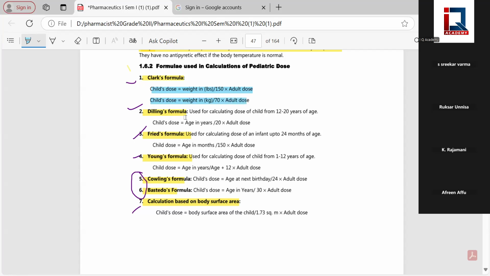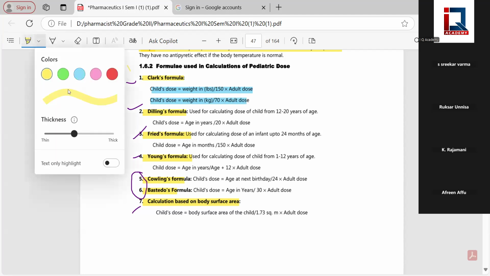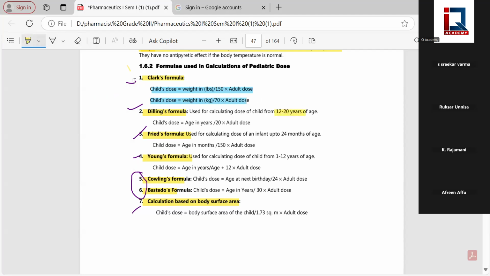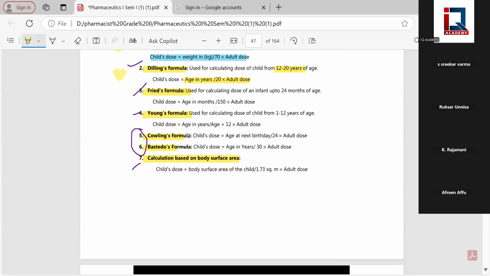Dilling's formula is used when the child's age is between 12 and 20 years. Below 12 years you use Clark's formula, and above 12 years you can use Dilling's formula. For above 12 years, age in years divided by 20 into adult dose. Please note down the formula.